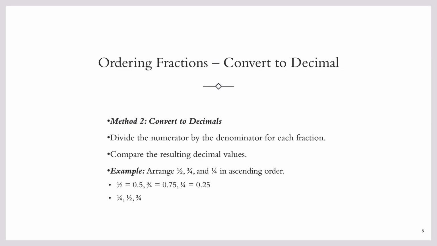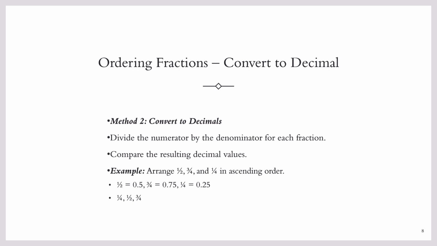The other method is to convert to decimal. How we do this is we divide the numerator by the denominator for each fraction, and then we compare the resulting decimal values. We are given the same three values, 1 over 2, 3 over 4, and 1 over 4, and we are asked the same question of ascending order. We are going to simply convert 1 over 2 into its decimal form, that is 0.5. 3 over 4 would become 0.75, and 1 over 4 would become 0.25.